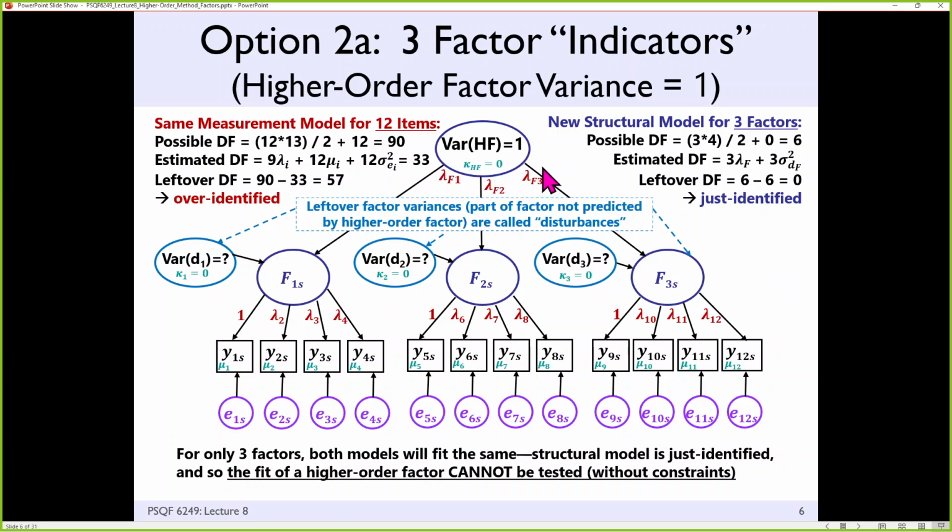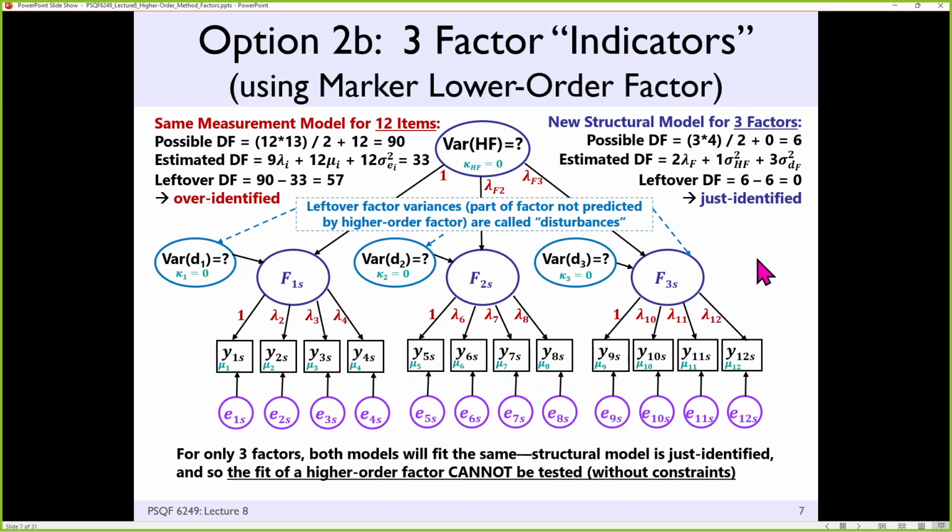What if we put constraints on these 3 factor loadings? Then we have room to be wrong. So if I fit what I might call a tau equivalent higher order factor, where all 3 loadings are equal to each other, then I save 2 degrees of freedom and then it is testable. So constraints could make it testable, but then you'd have to believe that all 3 lower order factors are equally good indicators of the higher order factor, which may not be the case.